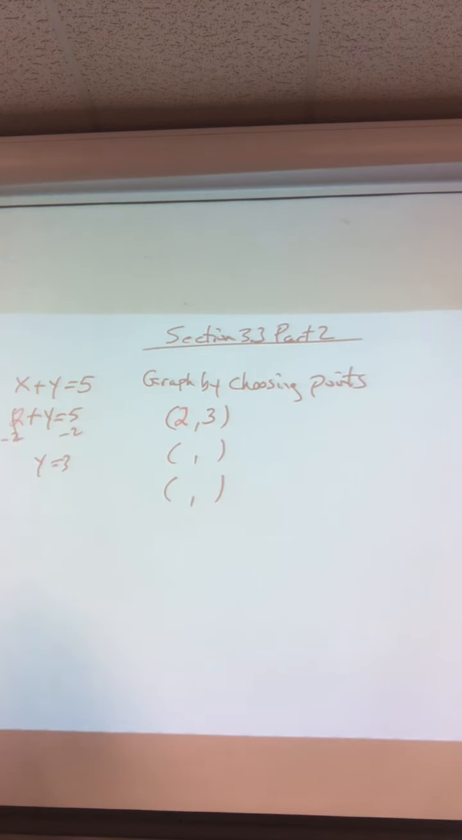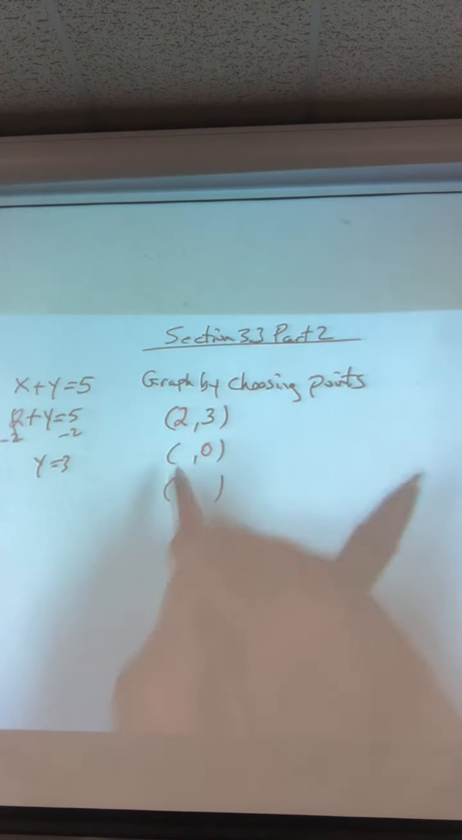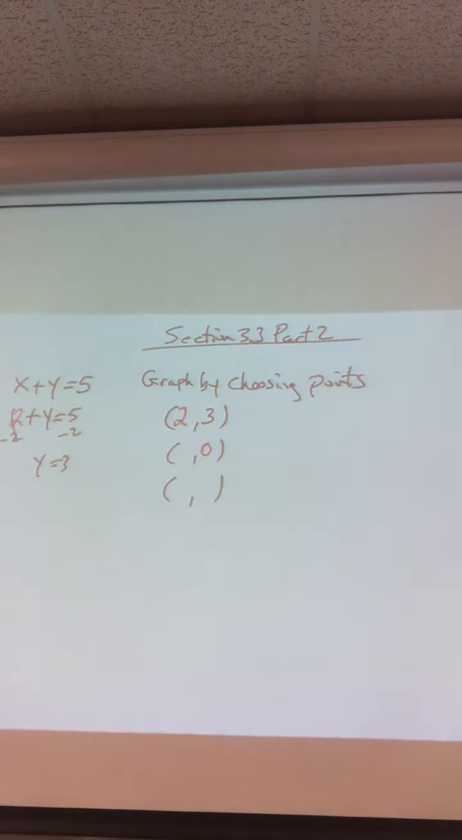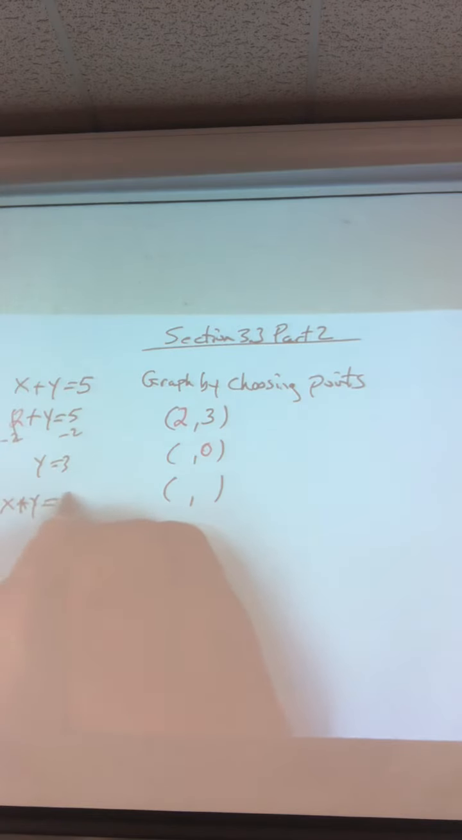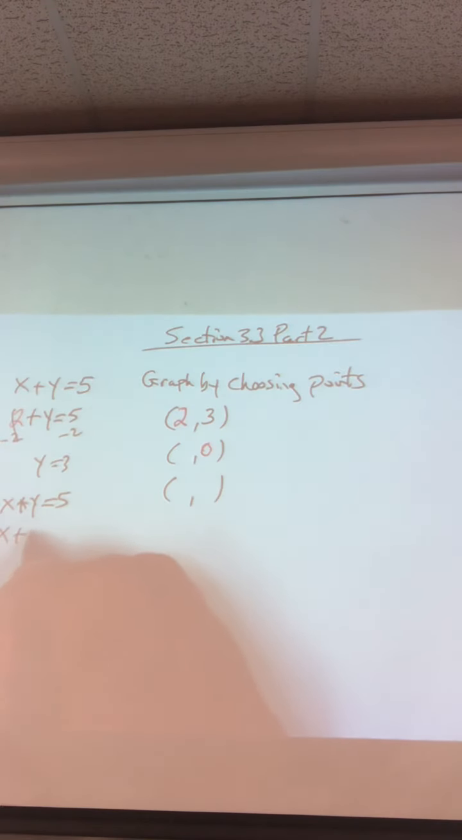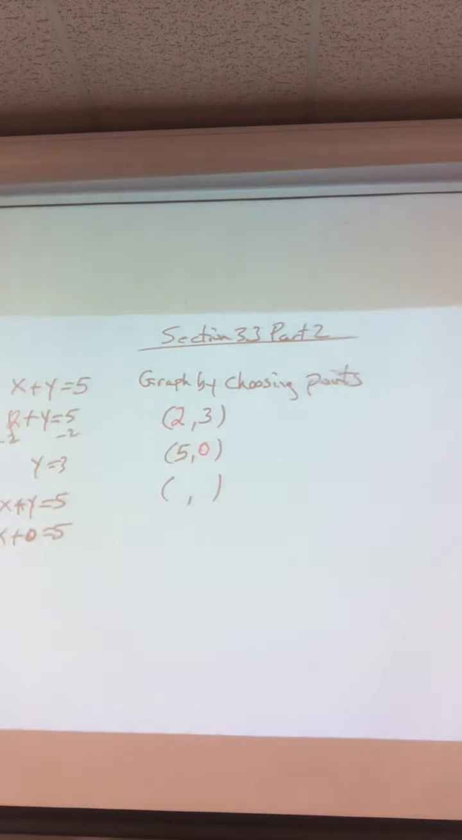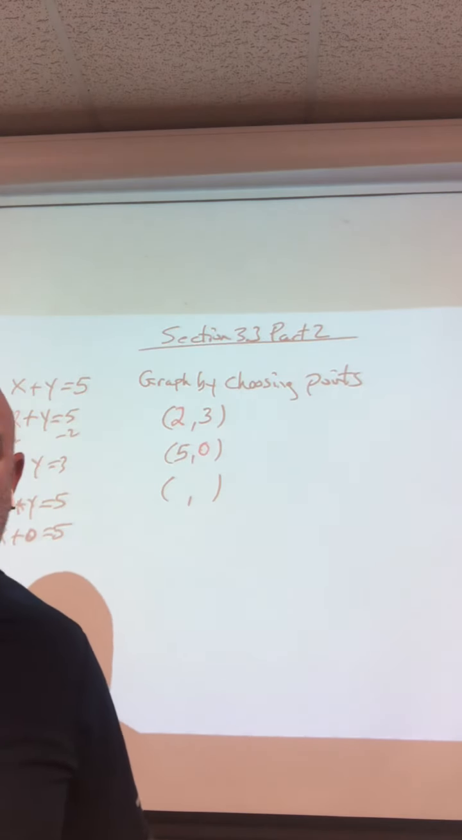Okay, so let's do another one. Let me pick another number. Let me pick 0. Now, this time I'm going to put the 0 over here. Could I have put it over here? Yes, it does not matter. Now, let's go back to my equation. X plus y equal 5. So if this is 0, that's in the Y spot. So that's X plus 0 equal to 5. Of course, X plus 0 is just X. So that's X equal 5. Now that's really enough to draw the straight line. But I'm going to do one more just for good measure.